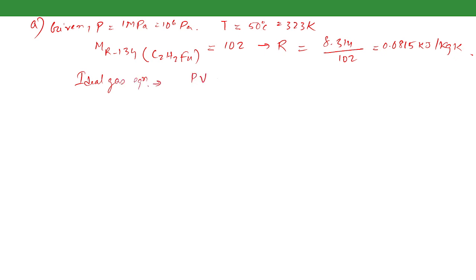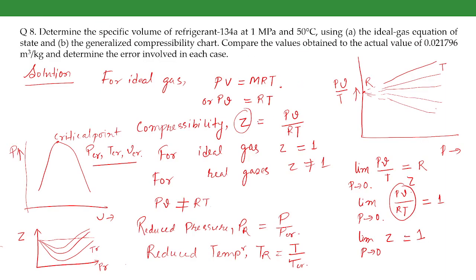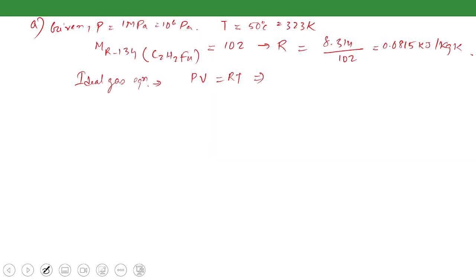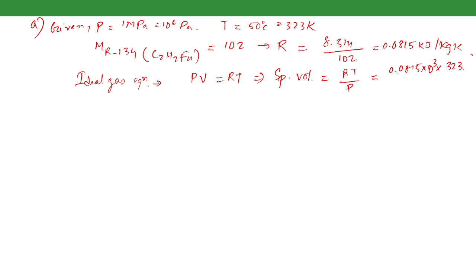So from the ideal gas equation, PV is equal to RT. This R bar will be the universal gas constant, and this is RT. So the specific volume is RT by P. This is 0.0815 into 10 to the power 3 into 323, and divided by pressure, 10 to the power 6, so it gives the value of 0.026325 meter cube per kg.